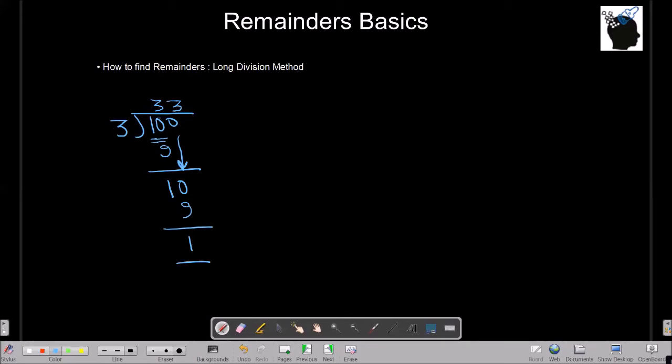Now in general, we denote this as 33 R1. That means 100 when divided by 3 gives us 33 as the quotient and 1 as the remainder.